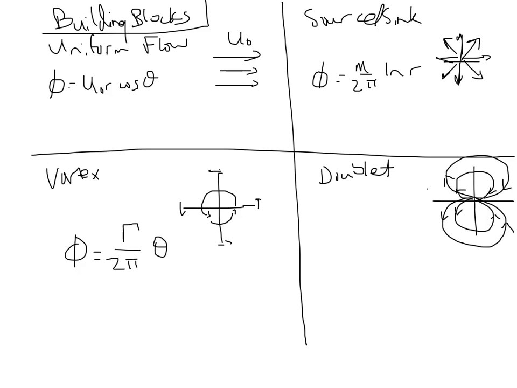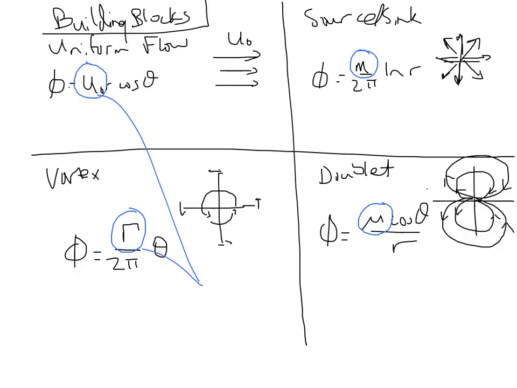And then finally, the doublet, phi is mu times cosine theta divided by r. Now, in each of these cases, there is a parameter that defines the strength and sign of the component. By varying those four components and adding them together, we can superpose these solutions to define new ones. So superposition is simply the addition of components where we vary the magnitudes of the coefficients.